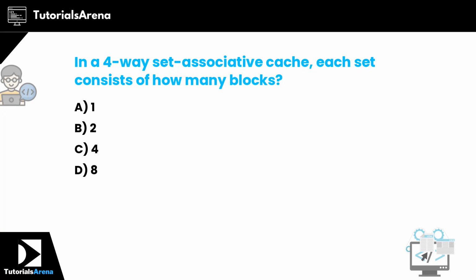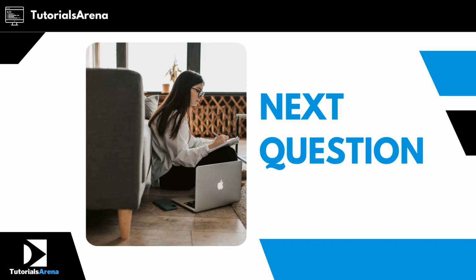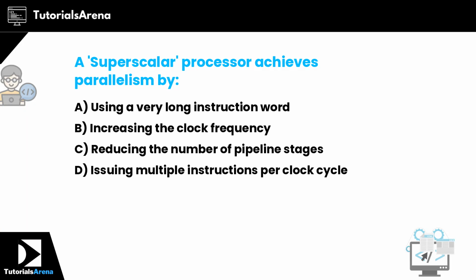In a 4-way set associative cache, each set consists of how many blocks? The correct answer is option C, 4. A superscalar processor achieves parallelism by. The correct answer is option D, issuing multiple instructions per clock cycle.